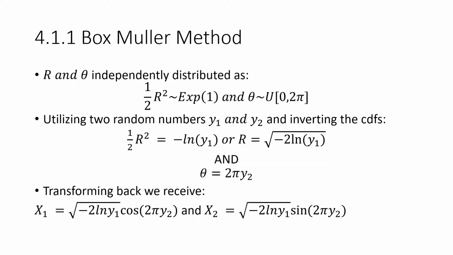But if we transform this back into our x variables, we get the following. As you can see at the bottom of the screen, a function of cosine and sine for our respective variables, using our randomly generated variables.